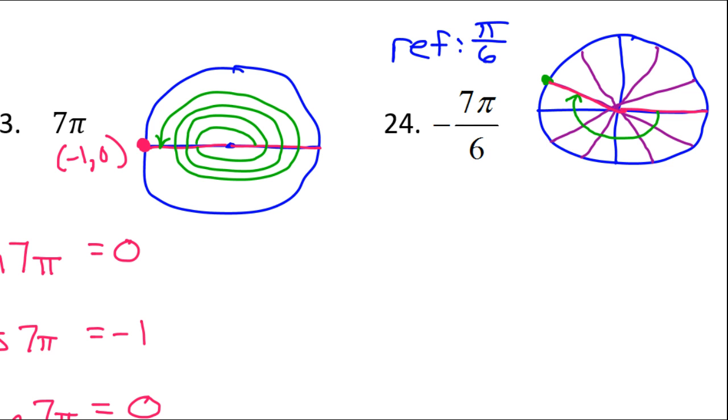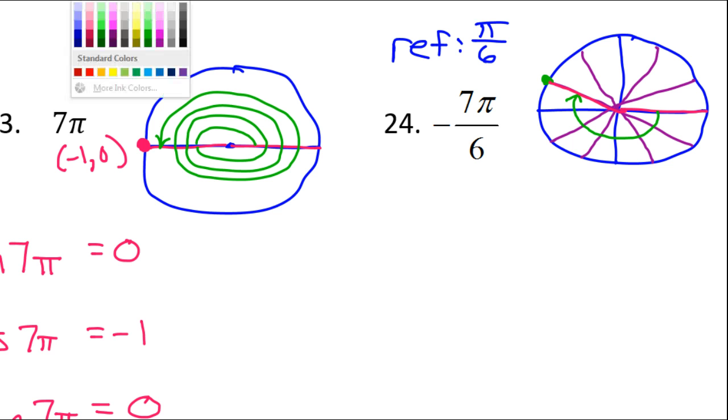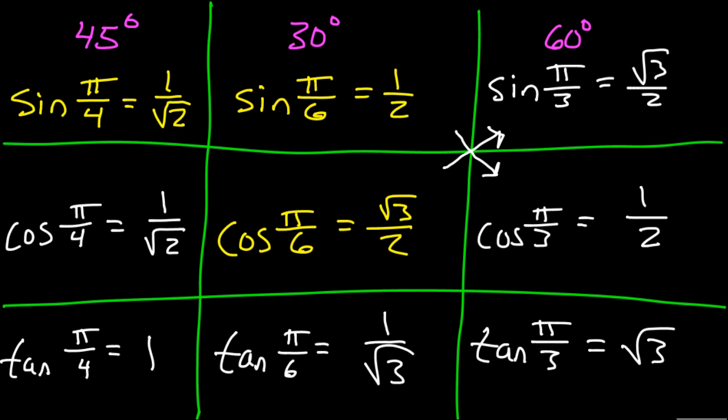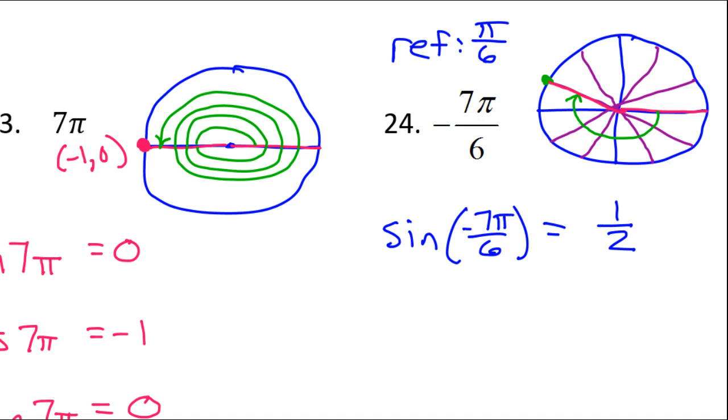So, time to do the 3 trig functions. So if I do sine of negative 7 pi over 6, in my mind I'm thinking sine of the reference angle, sine of pi over 6. And I know that that is 1/2. Remember? Yeah, we memorized it. The only thing is, do I need a negative sign on it? Well, in this quadrant, the sine function is positive, so no, I don't.